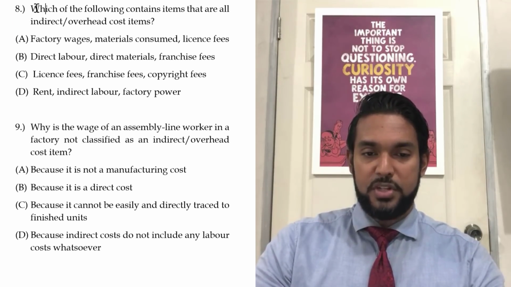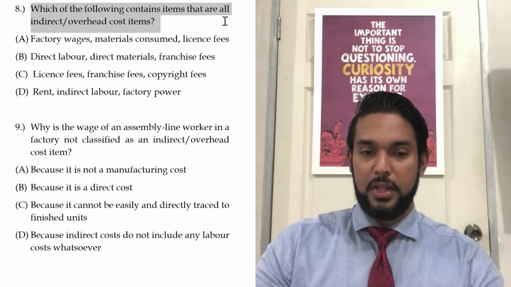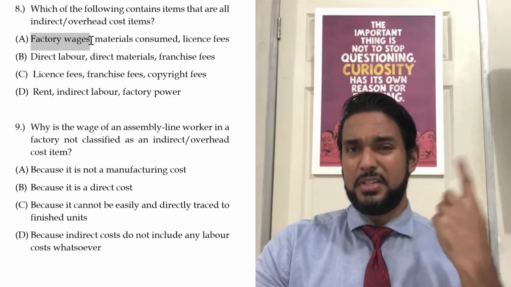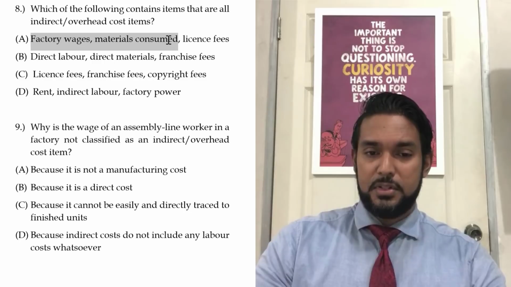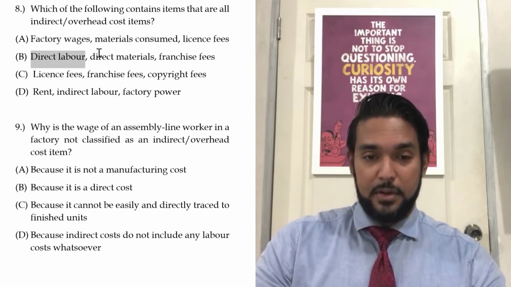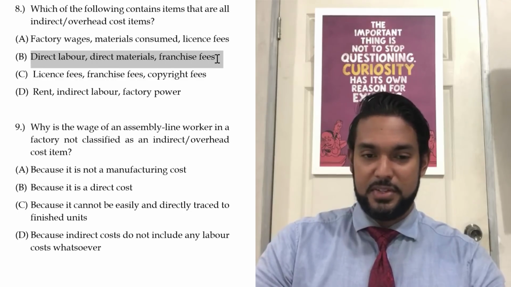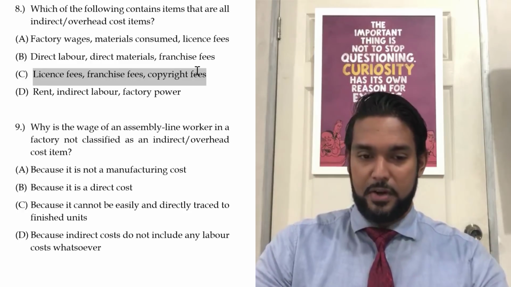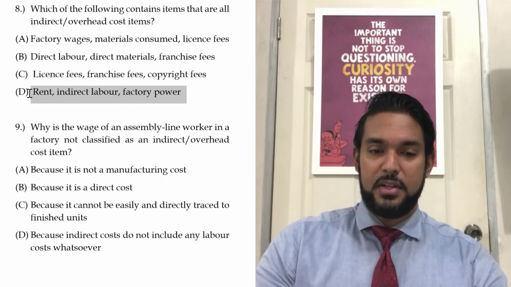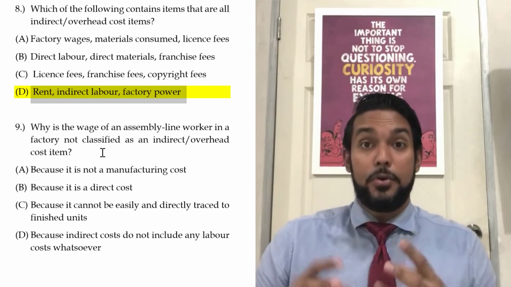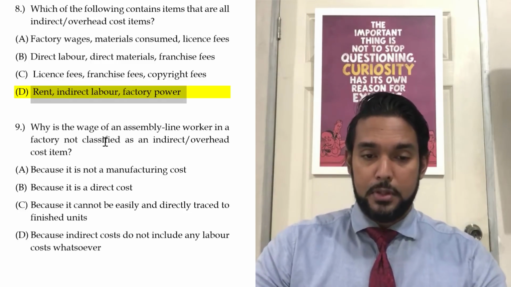All right, number 8. Which of the following contains items that are all indirect or overhead cost items? Factory wages is usually direct. Materials consumed is usually direct. License fees is also direct. Direct labor, direct materials, franchise fees, everything there is direct. License fees, franchise fees, copyright fees, that's also just other direct costs. Here we go. Rent, indirect labor, factory power. None of those things are directly or easily traceable or found on the finished good.